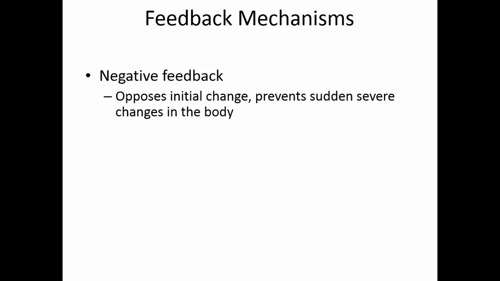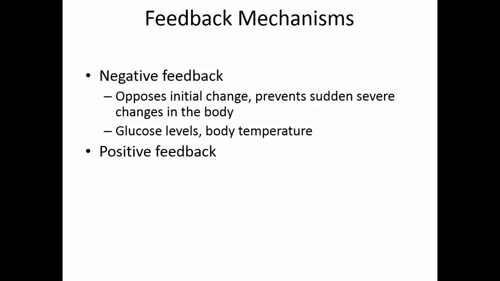Now, homeostatic mechanisms operate because of feedback mechanisms. A negative feedback mechanism opposes the initial change. This helps prevent sudden severe changes in the body. Basically, if something is going up, the effector is going to make it go back down. If something is going down, the effector is going to make it go back up. Almost all of the feedback systems in your body are negative feedback systems. This is how we maintain blood glucose levels, body temperature, blood pressure, pretty much anything you can think of.